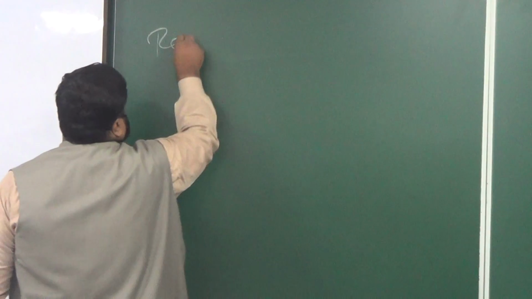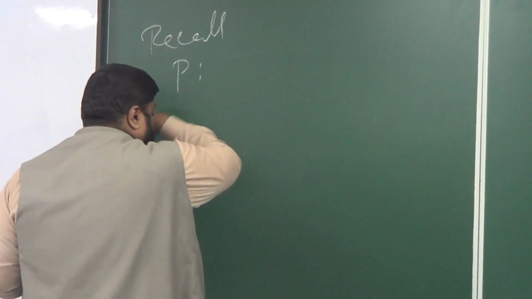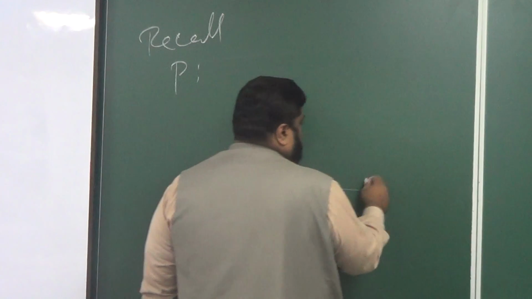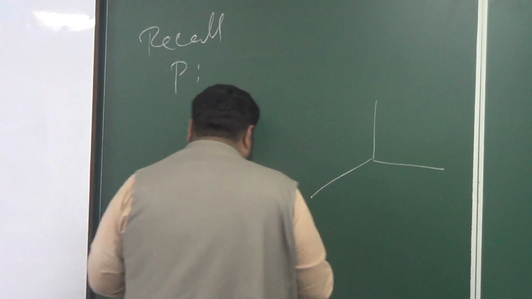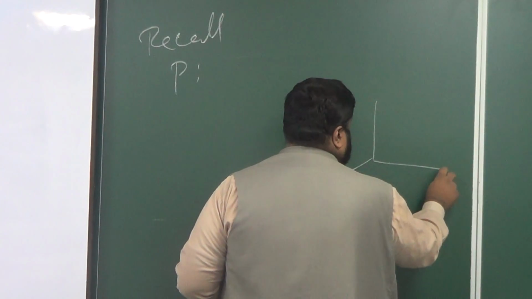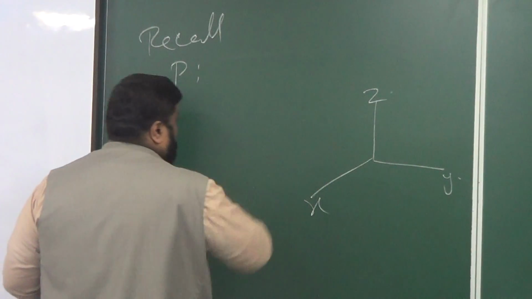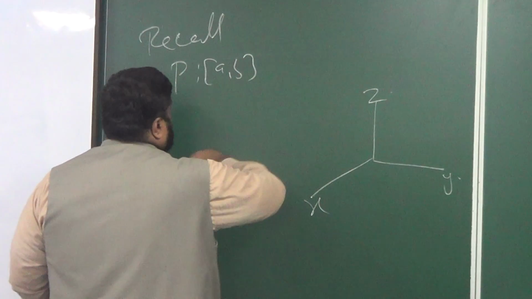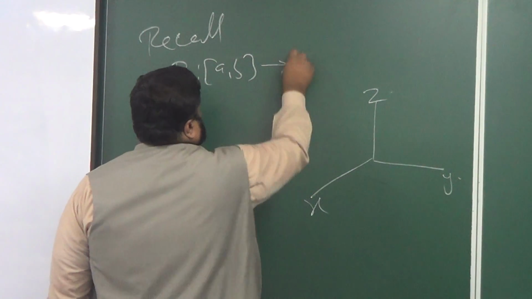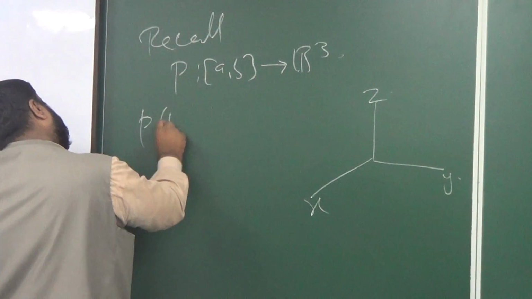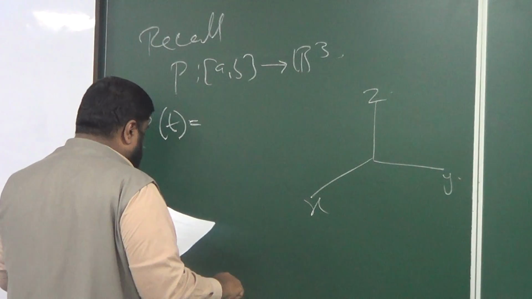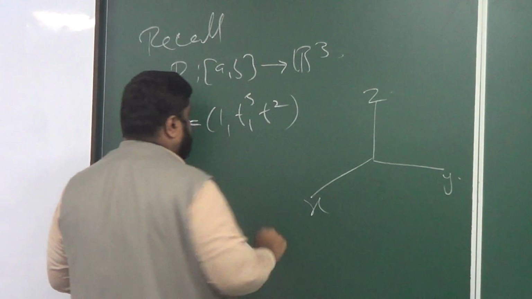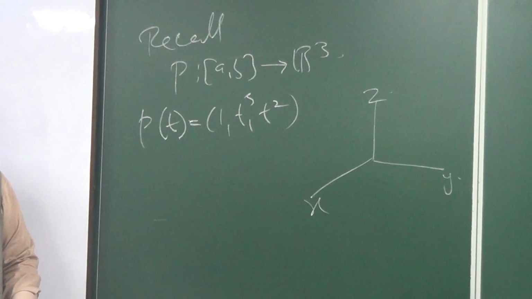So recall, if you have a path, let's start with the path. Imagine you have this interval, say A to B. And you have this x, y, z axis. I have a path that takes values from an interval A to B into, say, R3. And you define it in this manner. So P of t is 1, t cube and t square.